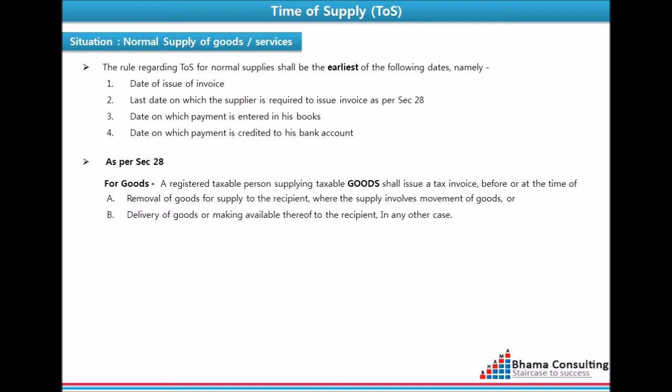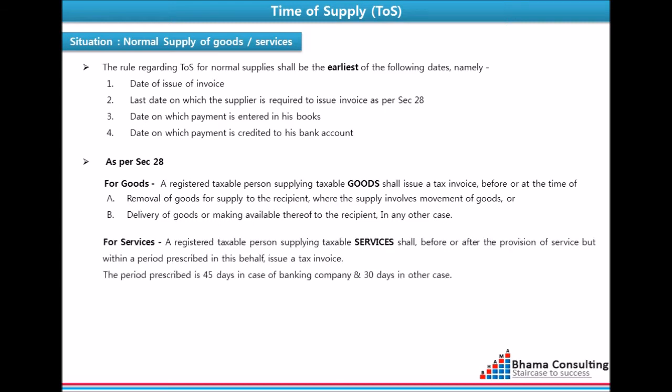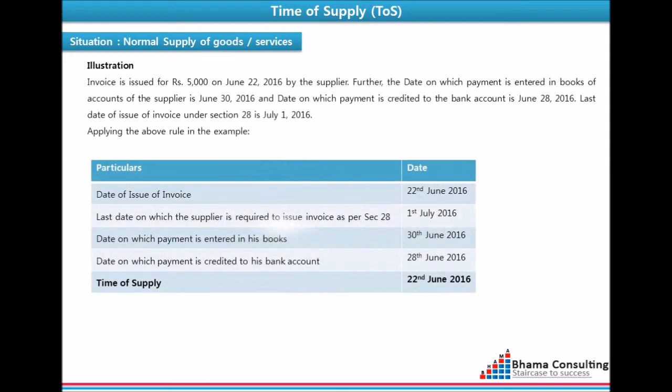We now discuss section 28 as mentioned in point 2. If a person is supplying taxable goods, he shall issue a tax invoice either before or at the time of removal of goods where the supply involves movement of goods, else delivery of goods or making it available to the recipient. However, in case of services, the last date to issue invoice is either before the provision of service or after the provision of service, but within 45 days in case of a banking company and 30 days in any other case. We now see a small illustration.